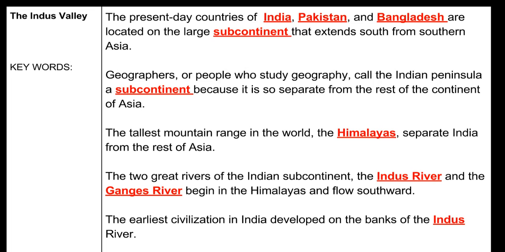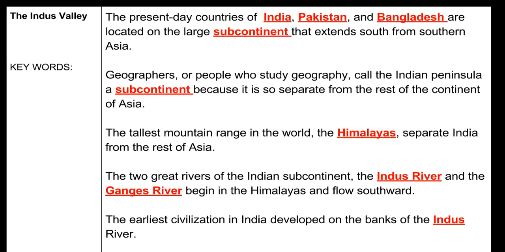Go ahead to the notes page and fill in the notes as you read along. The present-day countries of India, Pakistan, and Bangladesh are located on the large subcontinent that extends south from southern Asia. Geographers, or people who study geography, call the Indian Peninsula a subcontinent because it is so separate from the rest of the continent of Asia.